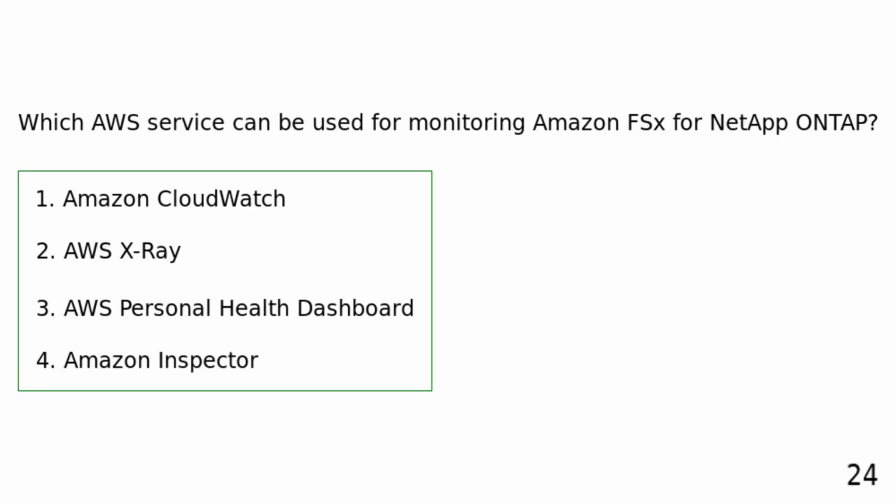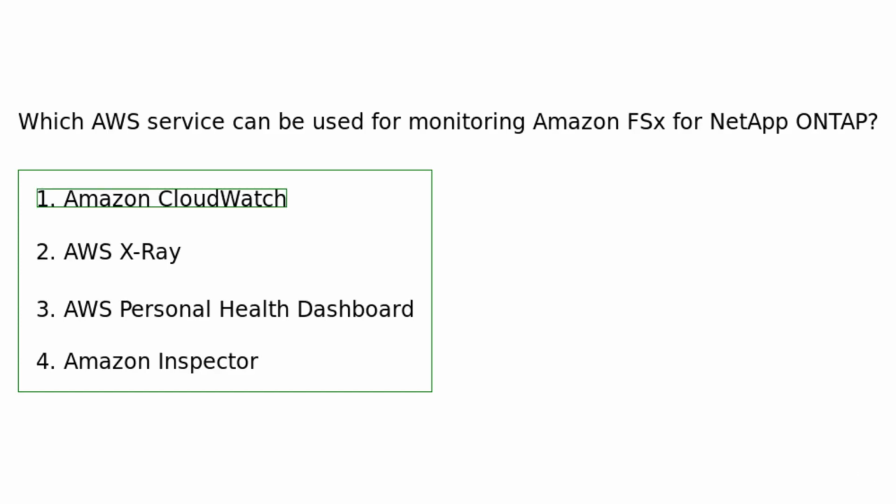Which AWS service can be used for monitoring Amazon FSx for NetApp ONTAP? Amazon CloudWatch. AWS X-Ray. AWS Personal Health Dashboard. Amazon Inspector. Amazon CloudWatch is the primary service used for monitoring Amazon FSx for NetApp ONTAP.